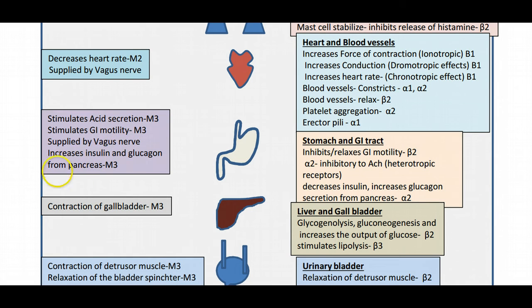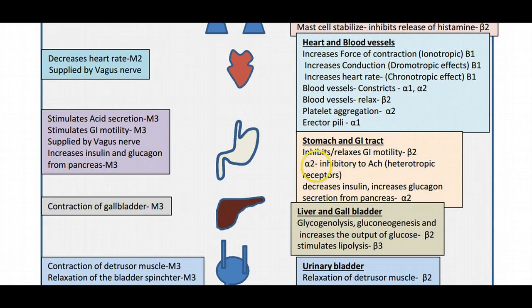There are other effects, again mediated by the M3 receptor: increase in the insulin and glucagon secretion from the pancreas. On the other side, the sympathetic system will cause relaxation of the GI, or it inhibits the GI motility, and that effect is mediated through beta 2 receptors.